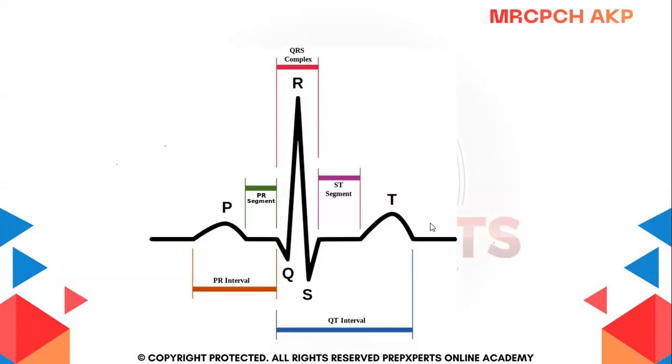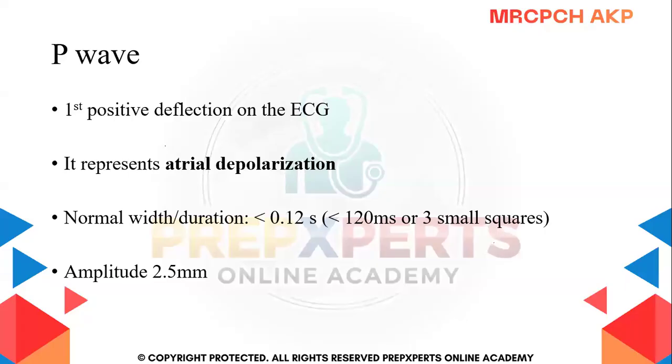Okay, so these are the segments and all about the intervals. Then we'll move to the first wave of the ECG, that is the P wave. Again, very easy to understand, nothing complex about this wave. So what we are going to do is look at the width and the height, that is the amplitude. Which P wave do we call normal, and which one will we call a tall P wave or a wide P wave?